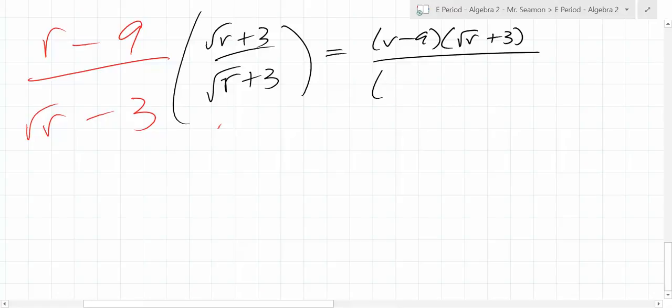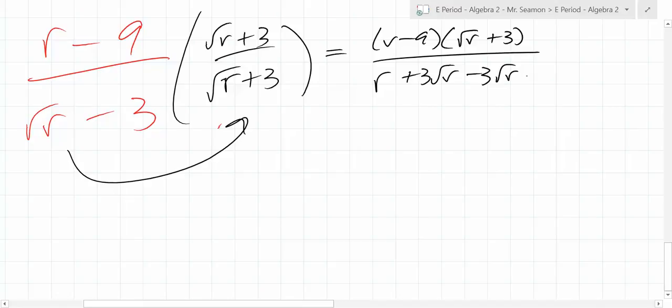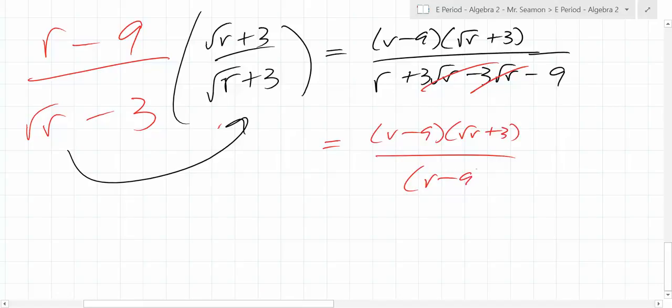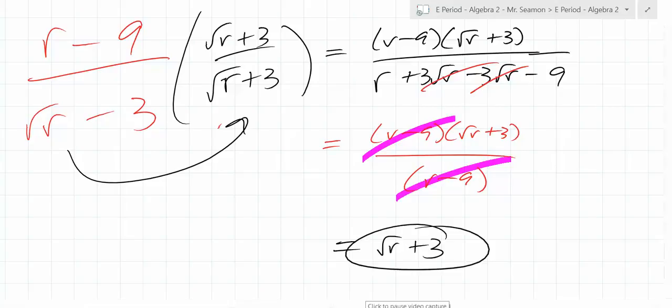Okay. So what do you end up with on the bottom when you multiply it out? R minus what? 3 times square root of r? Yeah, that's not what you end up with on the bottom. Look, what's the square root of r times the square root of r? R. And then you end up with plus 3 root r minus 3 root r minus 9. What cancels? So what are you left with? R minus 9 times root r plus 3 all over what? What cancels? So what do you end up with? Root r plus 3.